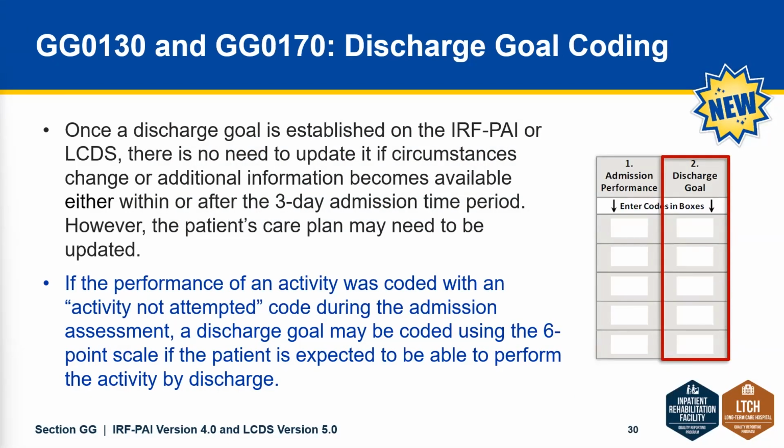At admission, select a minimum of one discharge goal for the GG items. Once a discharge goal has been established on the IRF-PAI or LCDS, there is no need to go back and update that goal even if the patient status changes or there is more information collected during or after the admission time period. The change, however, may impact the patient's plan of care, and so that document may be updated. If an activity is coded with an activity not attempted code, it is acceptable to select a code 06 through code 01 for that discharge goal if the patient is anticipated to be able to perform the activity by discharge.